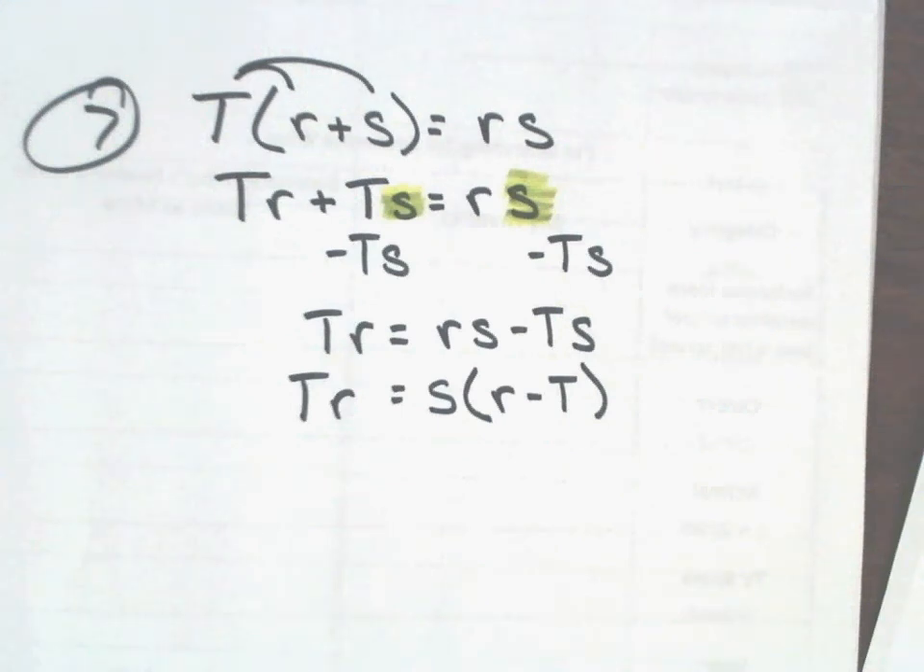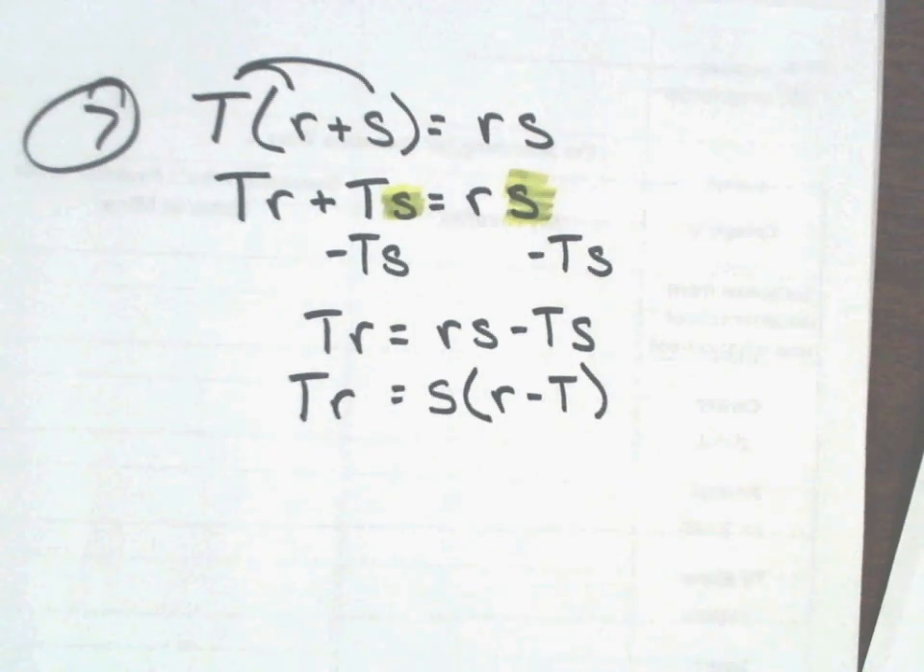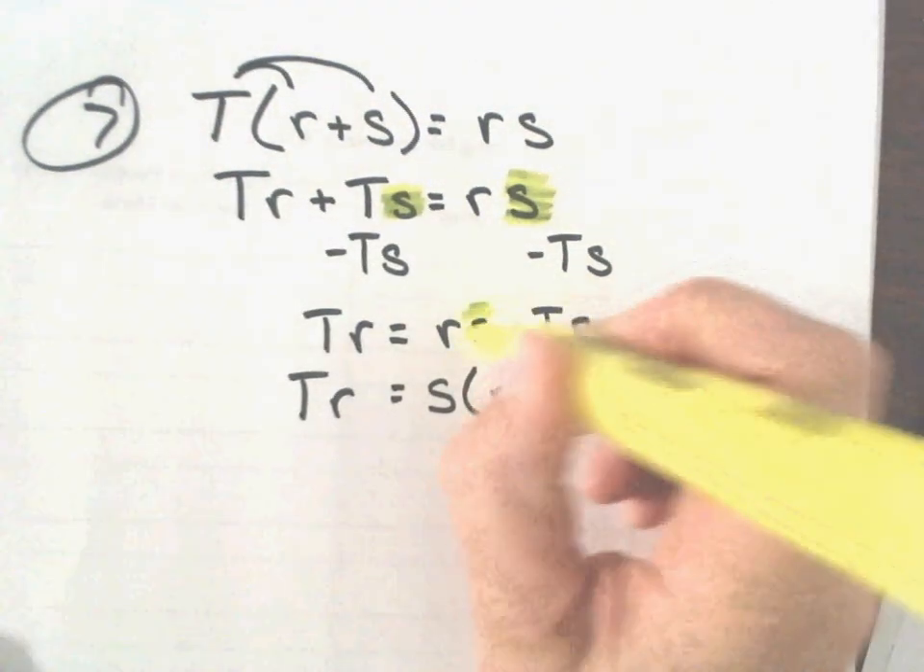Now, what am I going to have to divide by here? I need to solve for S, so I need to get S by itself, so I divide by R minus T. Yes, divide by R minus T. Go ahead if you get that.